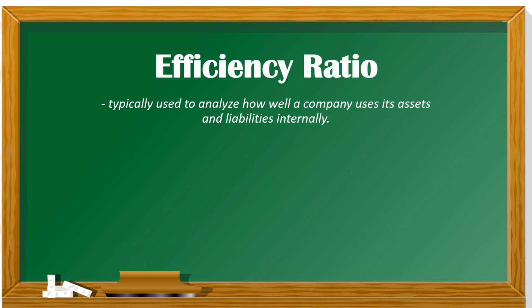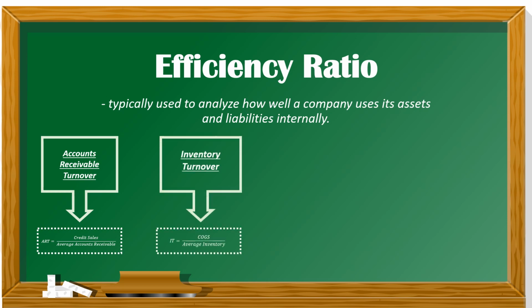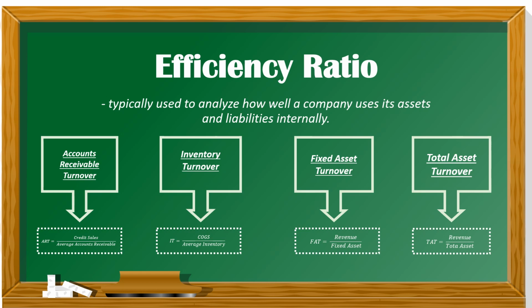Now, we have here several types of efficiency ratio. First off is the accounts receivable turnover. This is basically the credit sales divided by its average accounts receivable. The inventory turnover, that is the cost of goods sold divided by average inventory rather. Fixed asset turnover, that is revenue divided by total fixed asset, and then the total asset turnover, which is revenue divided by the total asset.